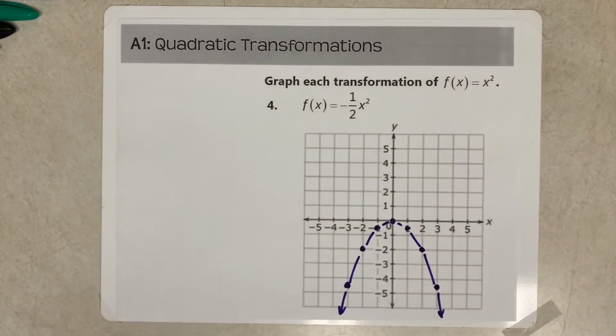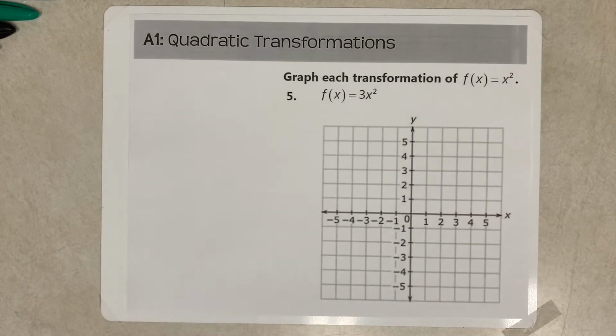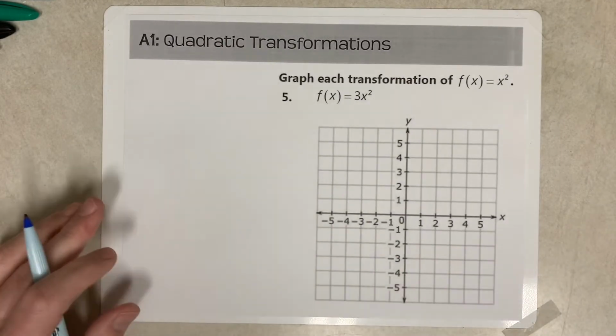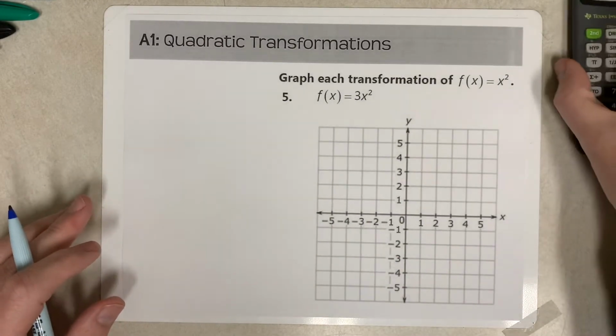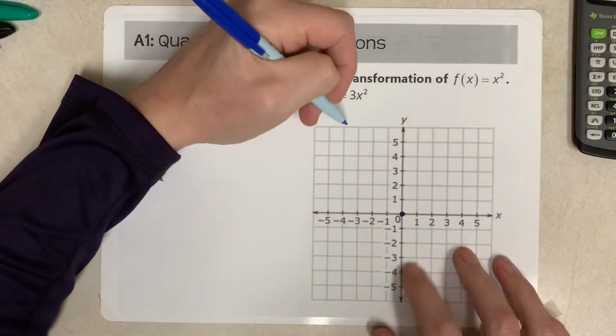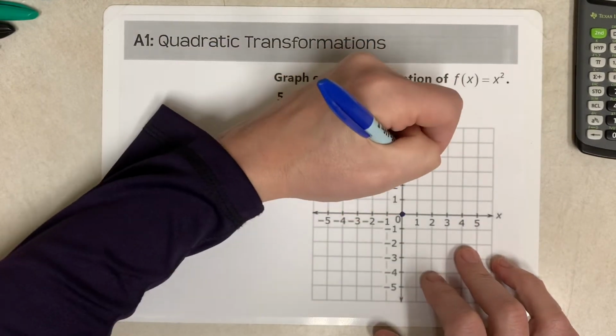It looks pretty good. All right, this one says 3x squared, so now all of our y values have been tripled. So now we're going to take our vertex, put it at the origin again. And it used to be over 1 up 1. Now we're tripling it, so over 1 up 3.